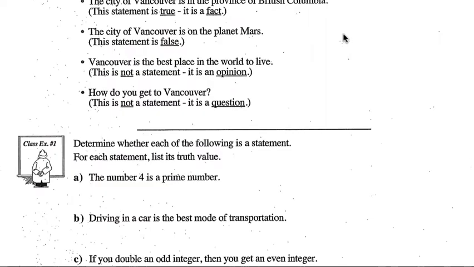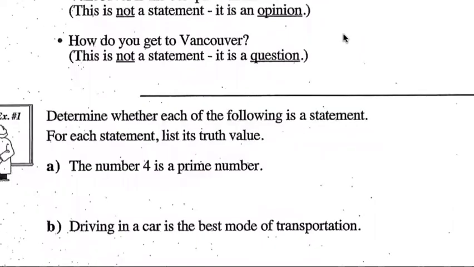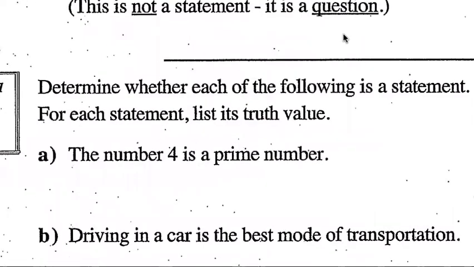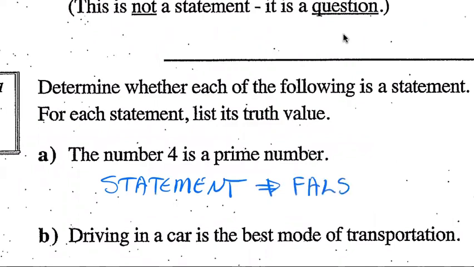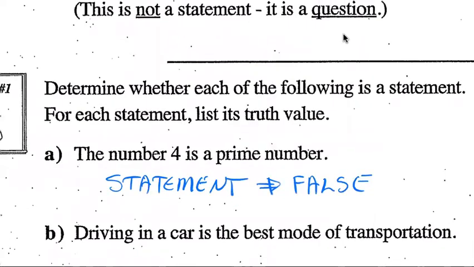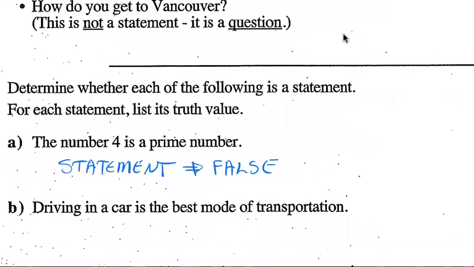Okay. So example 1. Determine whether each of the following is a statement. For each statement, list its truth value. The number 4 is a prime number. This is a statement, although it is a false statement, so its truth value is false because 4 is not a prime number. 4 is what we consider a composite number. It's made up of multiplying two other numbers together. So 1 times 4 or 2 times 2. If it's only 1 times the number itself, then it is a prime number.